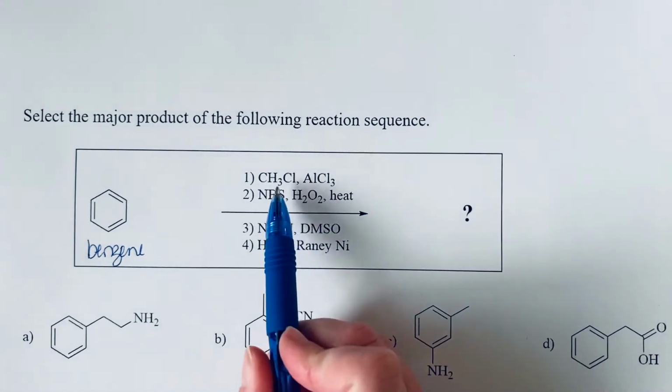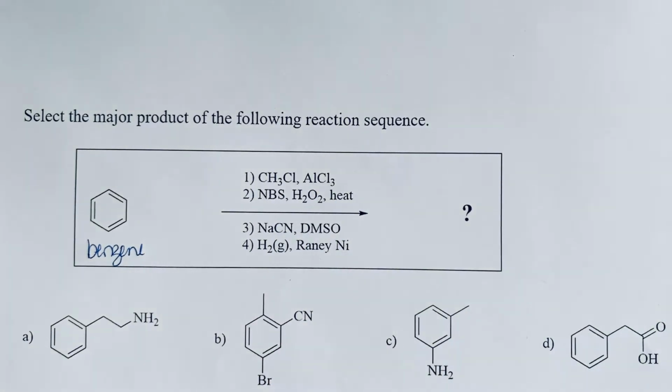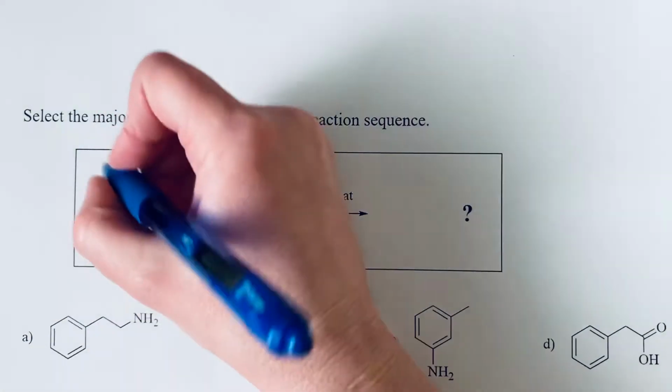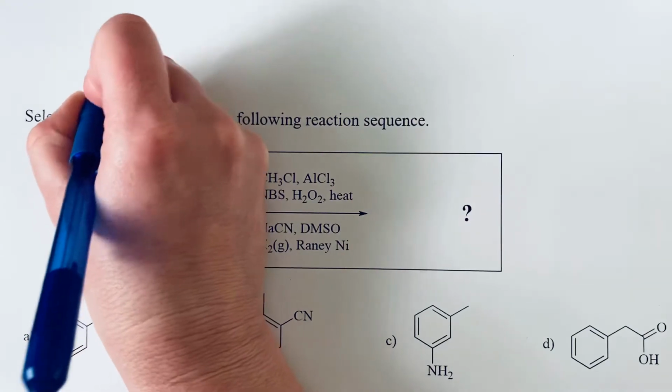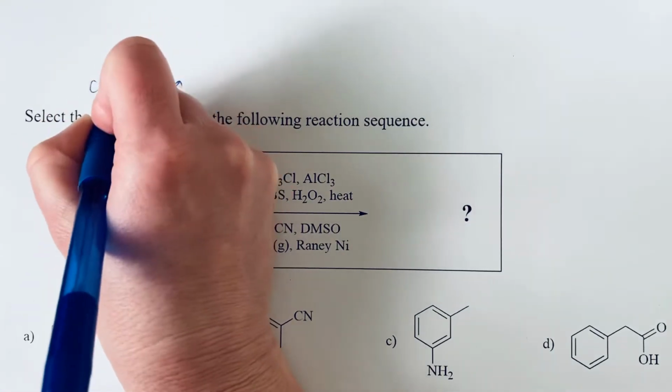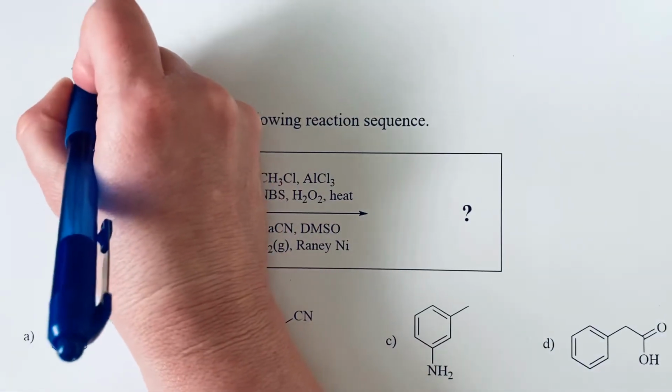So the first thing we should see is that we've got this methyl chloride and aluminum trichloride. These are Friedel-Crafts alkylation conditions. So we're just going to go step by step and draw the product of each of these reactions. So the methyl chloride, aluminum trichloride, this is a Friedel-Crafts alkylation.